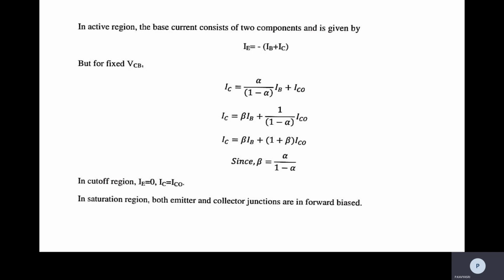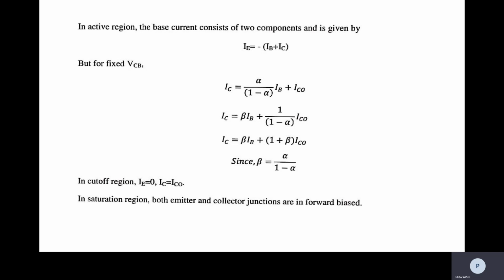And in the saturation region, both emitter and collector junctions are in forward bias. So now, I have mentioned the saturation region, active region, and cutoff region. Saturation region means both the biases should be in forward bias. Cutoff region means both the biases should be in reverse.